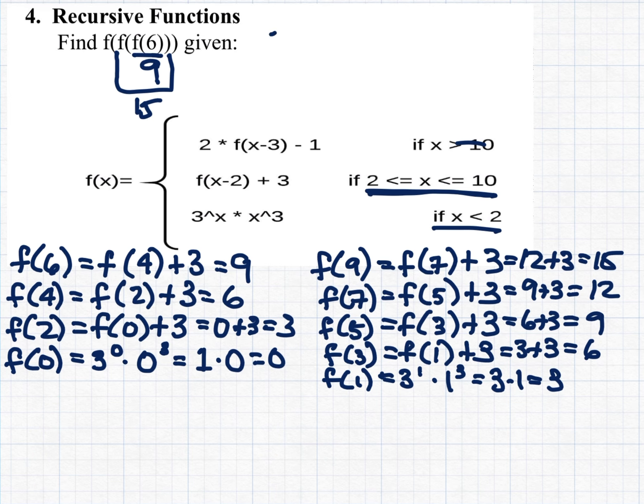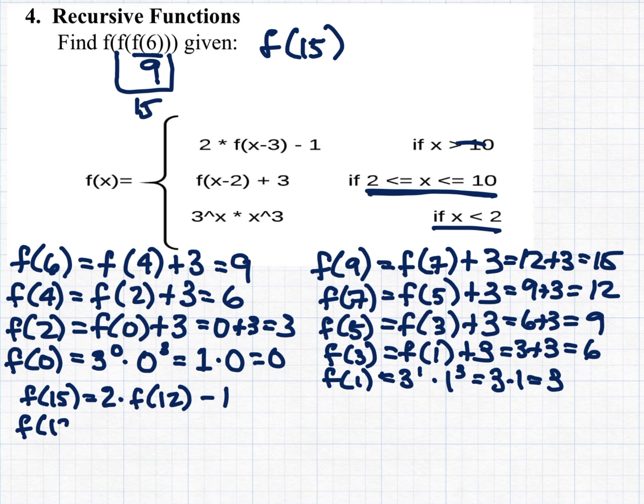So we actually need to solve for f of 15 to get our final answer. Okay, so let's do that. F of 15 is greater than 10, so we're going to use 2 times f of x minus 3, which is 12 minus 1. And then f of 12 is 2 times f of 12 minus 3, which is 9 minus 1.